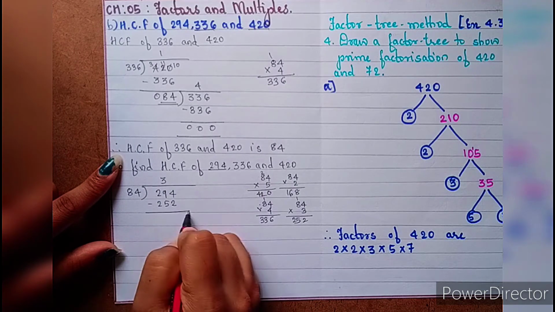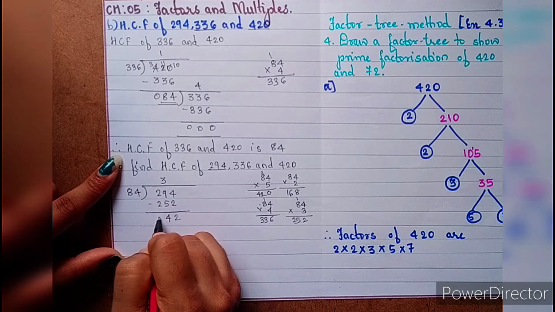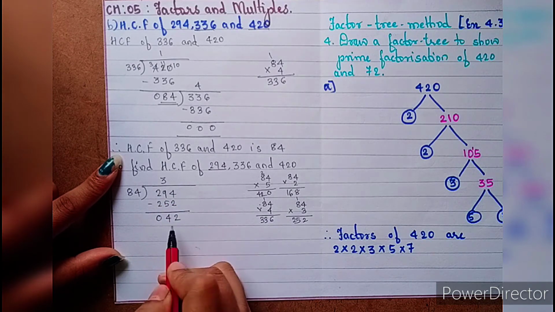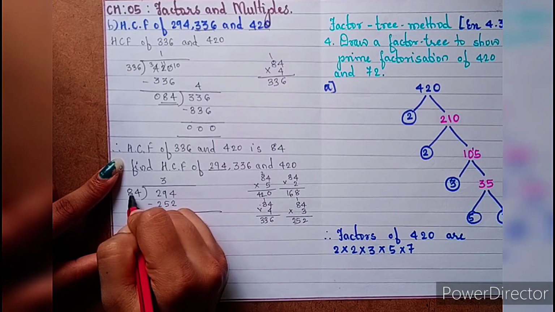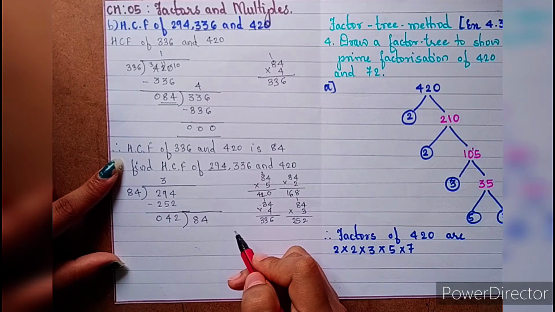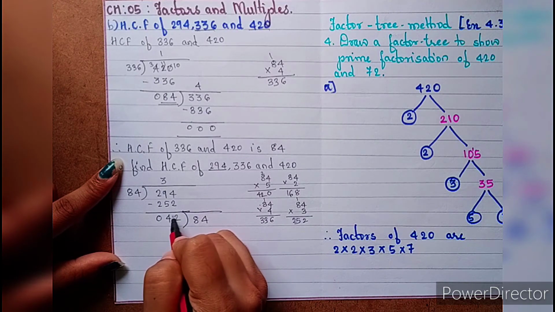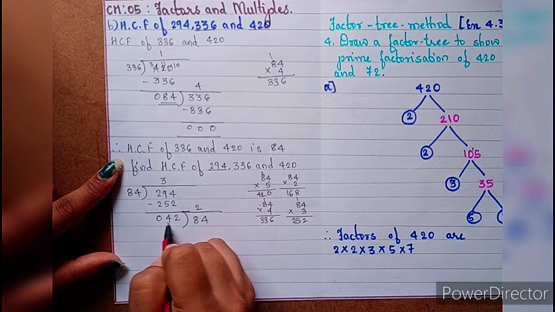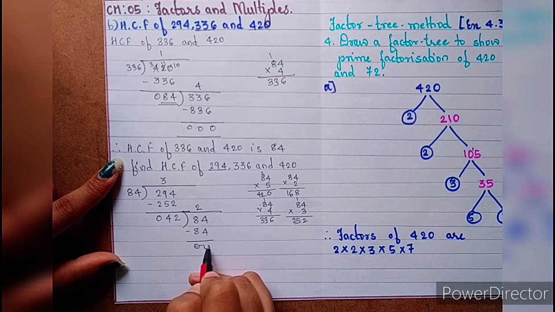252. So let's subtract. From 2, 2 goes out, remains 0. From 9, 5 goes out, remains 4. And from 2, 2 goes out, remains 0. Now again we have got remainder. So what to do? Make this divisor and previous divisor will be dividend. Take the 84 this side. So now 42. So by seeing only you can say that when we multiply 42 by 2, we'll get 84. 42 2s are 84. So from 84 goes out, remains 0.